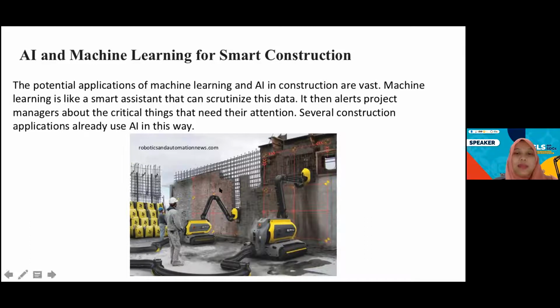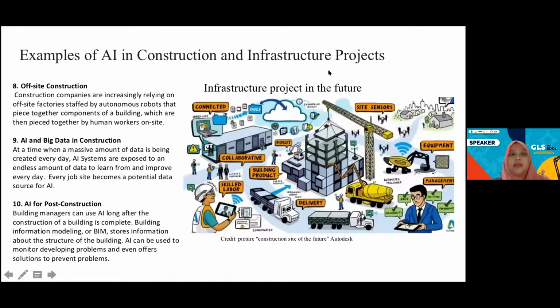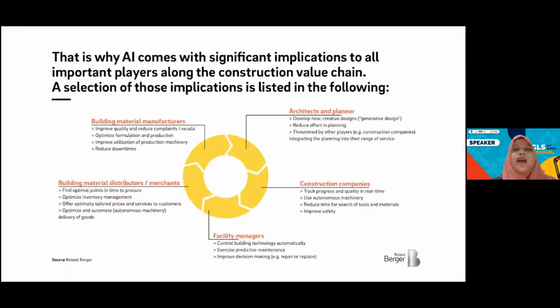For example, this is a project in smart construction. The robot can help to build some buildings. The result is better than the human, better and smarter than the human, because the AI program can learn how the human does it, and then the robot has precision for the size and how to make a good building. This is why AI comes with significant implications to all important players along the construction value chain. A selection of those implications is listed in the following.